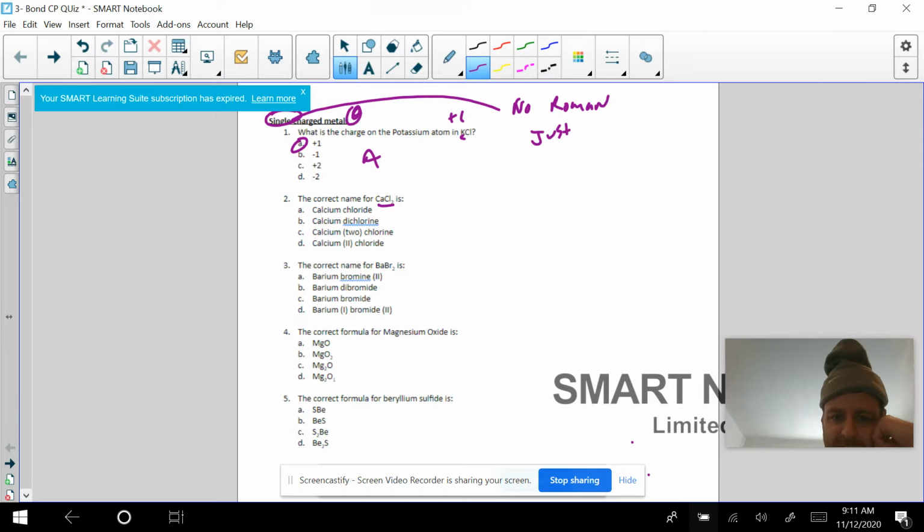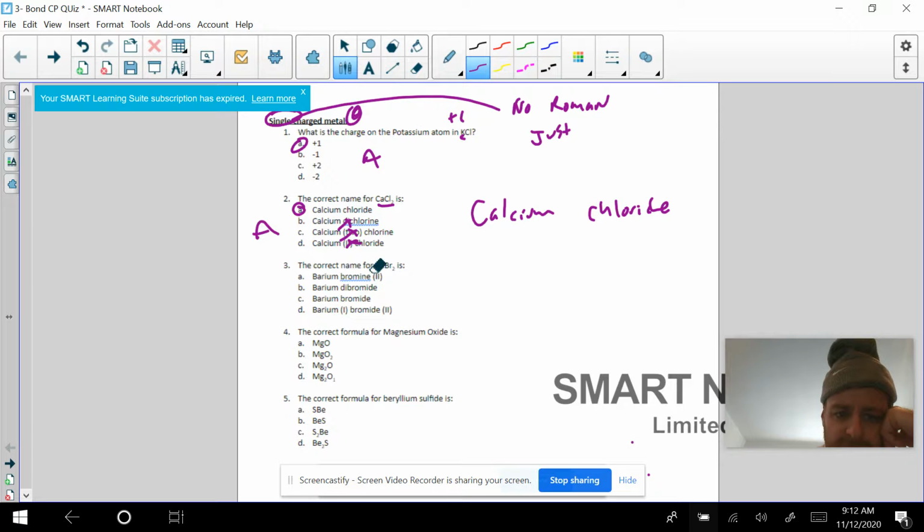So let's just write it out. Don't tell me how many of anything, just write it out. Calcium chloride, all right? Don't tell me calcium 2 chloride, not calcium 1 chloride, just write it out. So right away, you know, no Roman numeral, you don't even know what the word di means, so it's A, right?